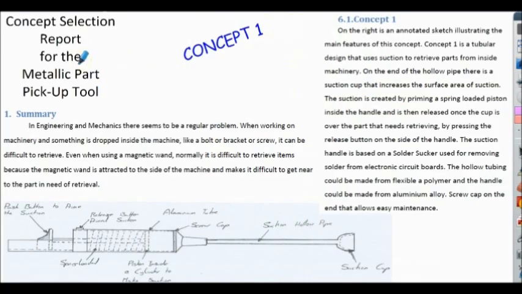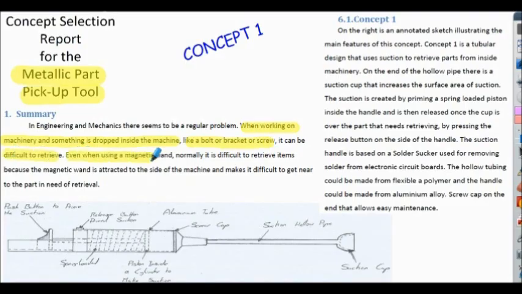This is an extract from a report related to a metallic part pickup tool. Interesting project here. Students developed this from their own experience. They find that when they're working on machinery, they often drop something inside the machine, such as a bolt or a bracket or a screw, and it can be difficult to retrieve.